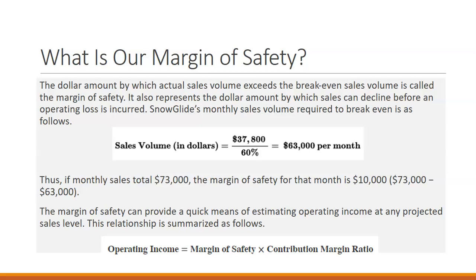The margin of safety can help us have a quick means of estimating any operating income at any projected sales level. So this relationship shows as follows. We have the operating income equals margin of safety times contribution margin ratio.